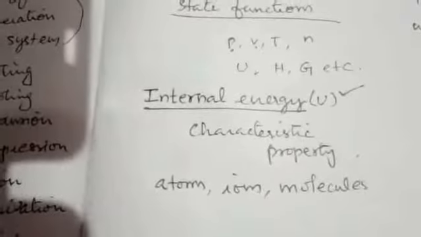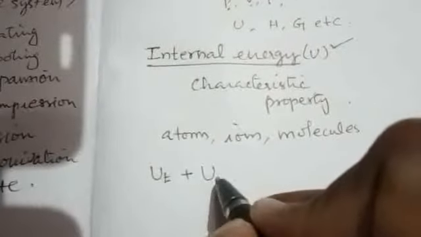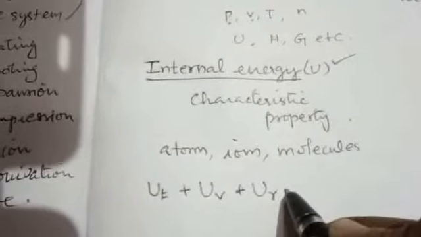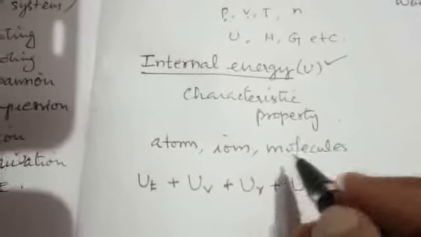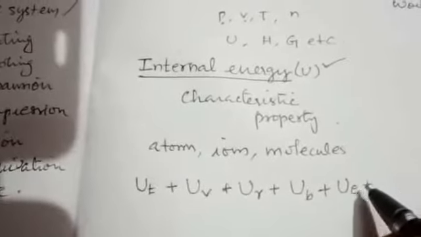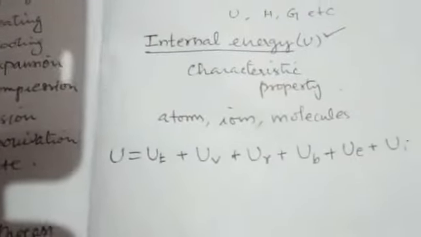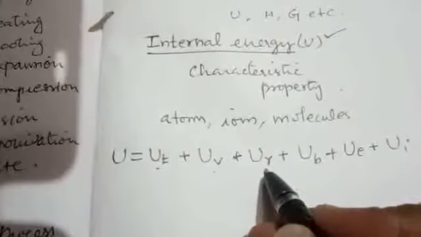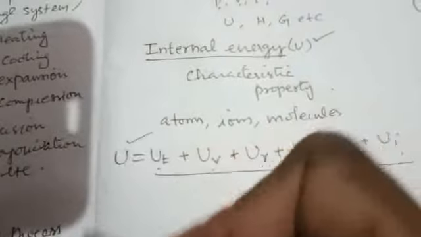Internal energy is the sum of the translational energy UT, plus vibrational energy UV, plus rotational energy UR, bond energy UB, electronic energy UE, and molecular interaction energy UI. So U equals translational energy, vibrational energy, rotational energy, bond energy, electronic energy, and molecular interactions. The total energy is called internal energy.